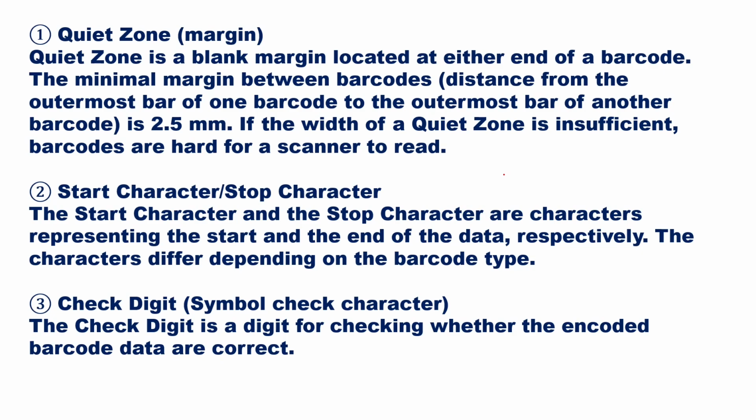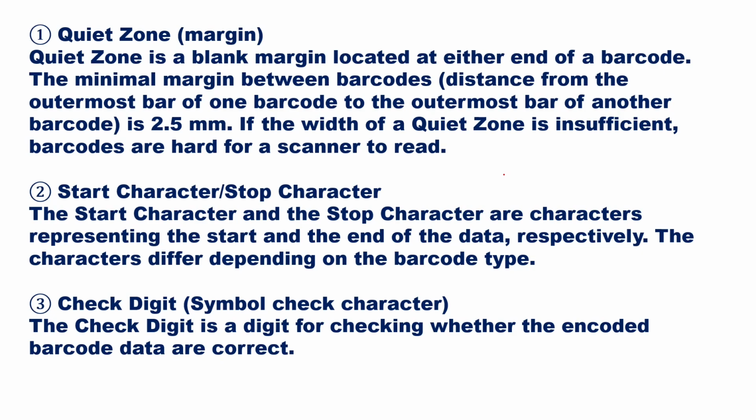The minimal margin between barcodes, that is the distance from the outermost bar of one barcode to the outermost bar of another barcode, is 2.5 mm. If the width of a quiet zone is insufficient, barcodes are hard for a scanner to read. So this zone also is very important. Then second is the start character or stop character. The start character and the stop character are the characters representing the start and the end of the data respectively. The characters differ depending upon the barcode type.